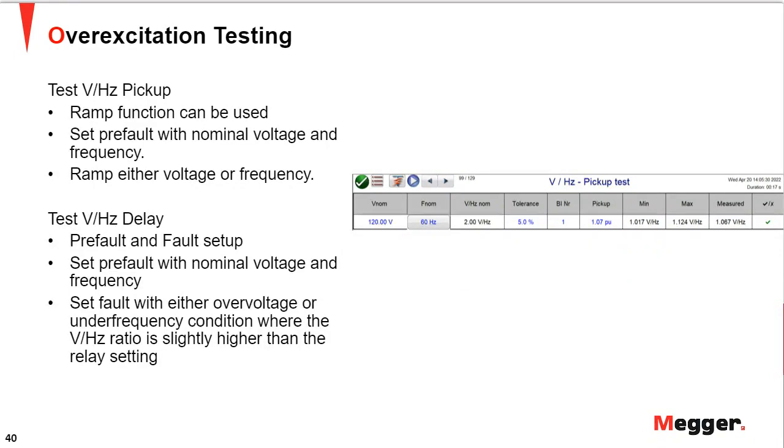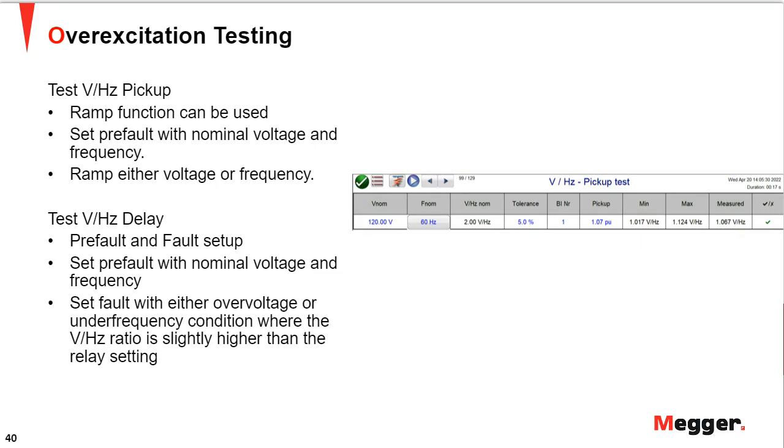And once you perform the pickup test, let's say the pickup was 1.07, and then depending on what you inject for the voltages and the frequency, the appropriate measured volts per hertz, wherever the relay is tripped or picked up, is going to be shown in your report.